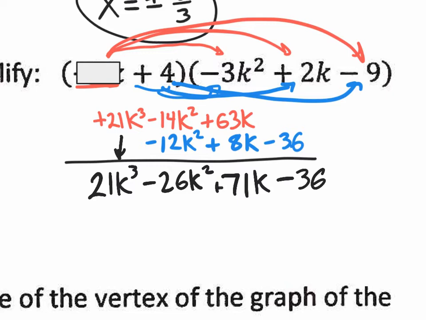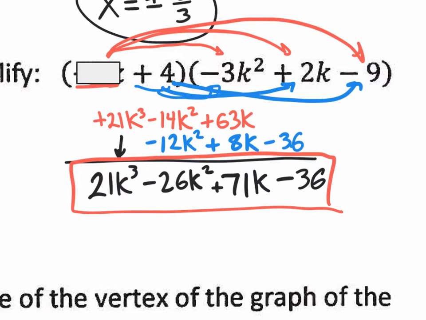Oh yeah, by the way, this is a positive 71k. So this is your final answer right here in standard form. You should be able to see that on the multiple choice answers of your final exam. So I decided to line up the k squares on top of the k squares, the k's on top of the k's. That way they're easy to combine instead of looking for them over here, k squared with k squared. Let's move on.